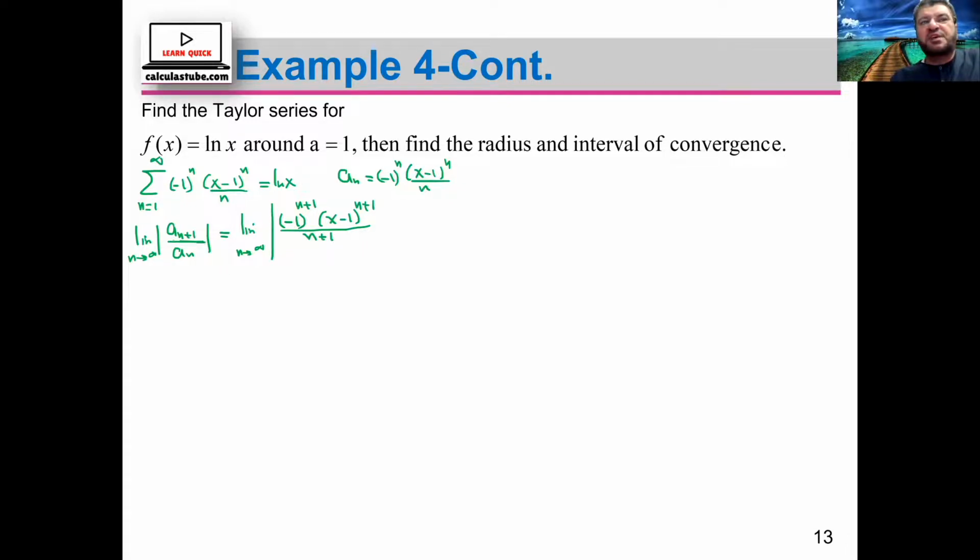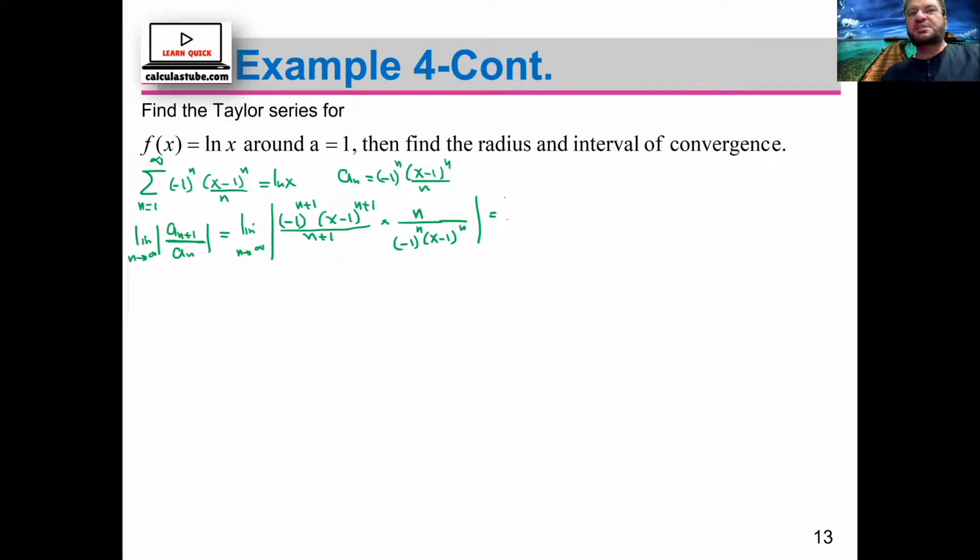Now, this is divided by a_n, and I'm going to change it to multiplied. So if you change division to multiplication, what do you do for a_n? You take the reciprocal of that. So I'm going to flip this, guy. So n goes up, (minus 1) to the n goes down, and (x minus 1) to the n goes down. See, this is a_n flipped.